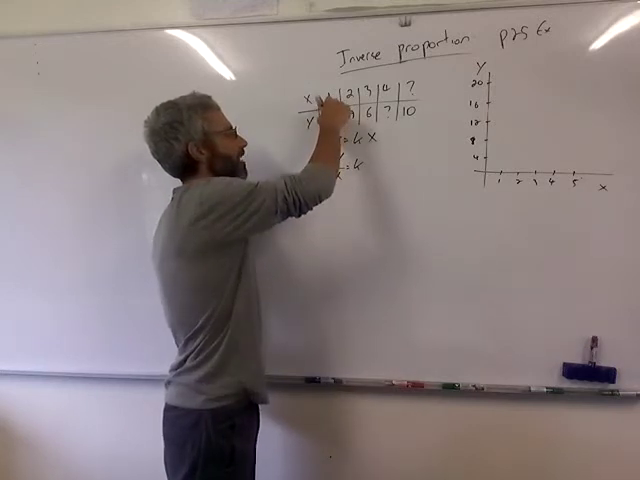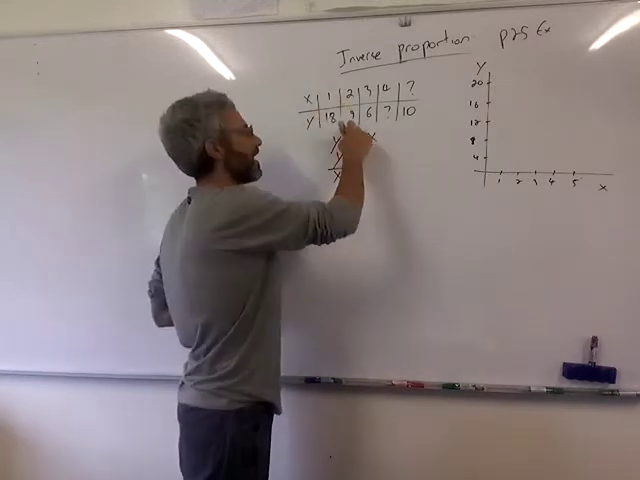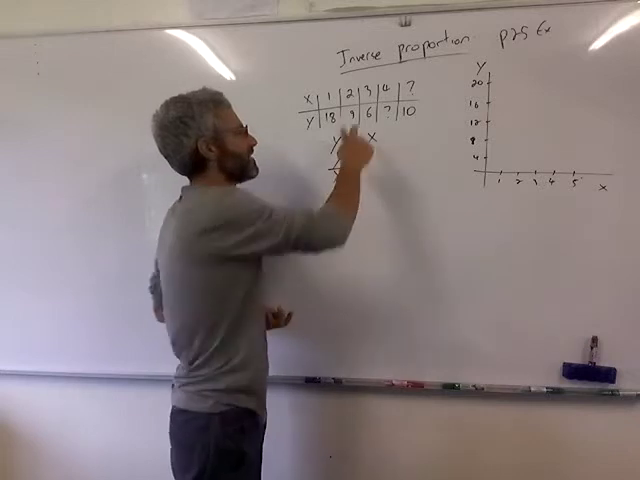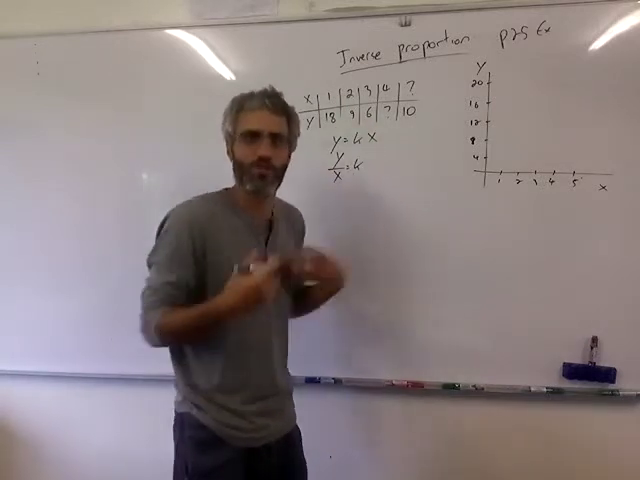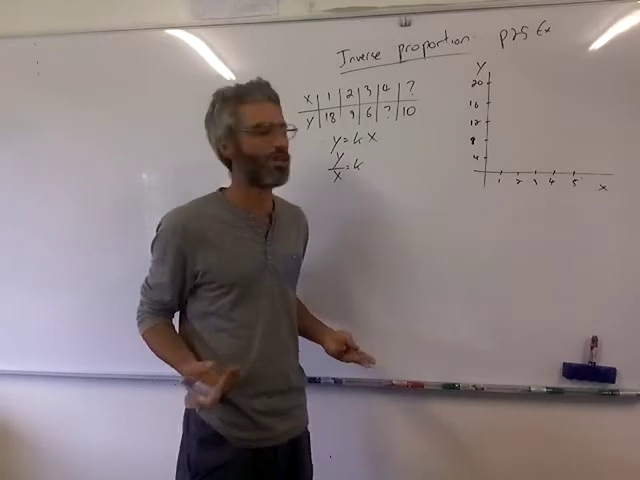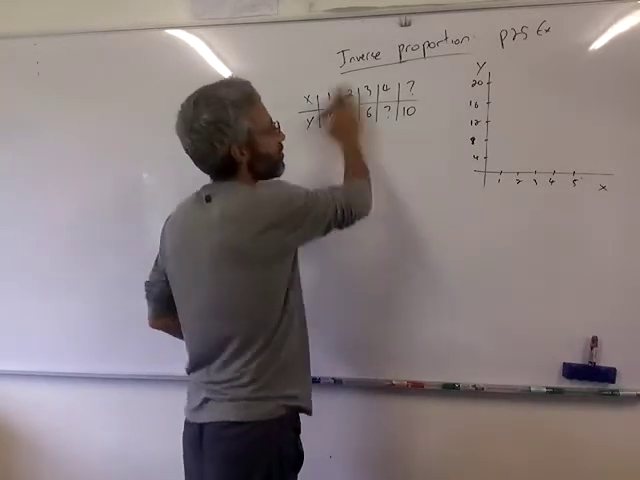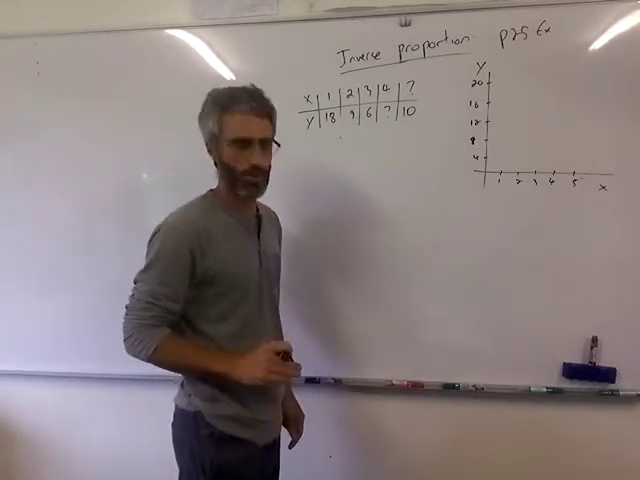So 18 divided by 1 is 18. 9 divided by 2 is 4.5. 6 divided by 3 is 2. So I'm getting different k's. Obviously it's not constant. If it's a constant, it has to be constant. It can't change. So these two are definitely not directly proportional.